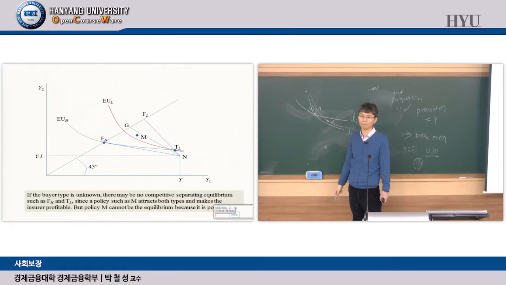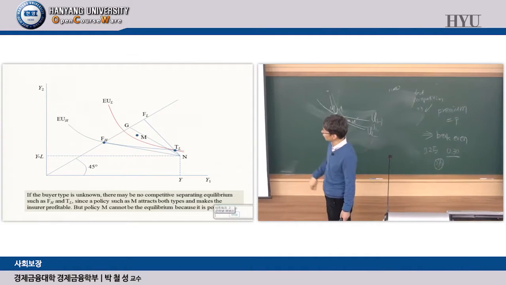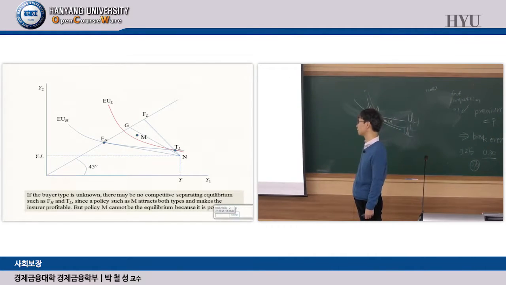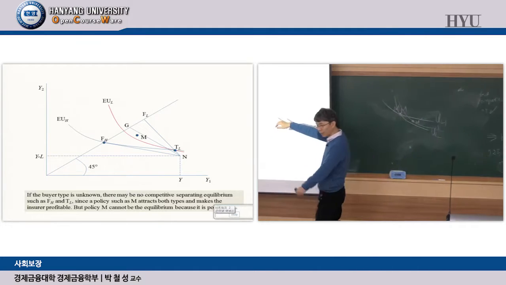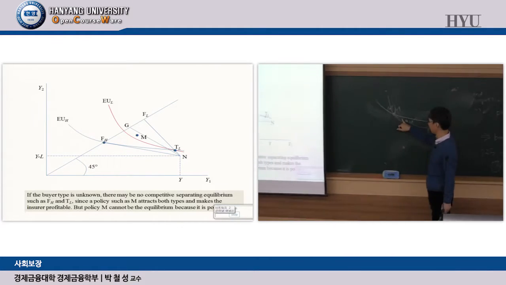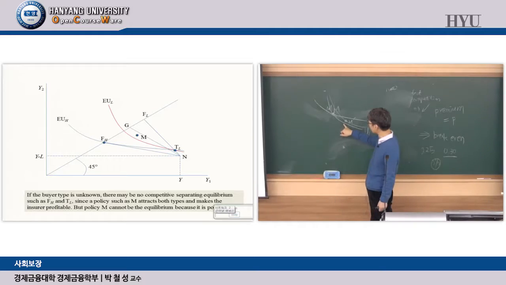If you think about it, it depends on the policy M, where they can collect the premium. But think about it. Now, if you have M and M prime, what happens? Only the low risk type will buy M prime. The high risk type will buy M.